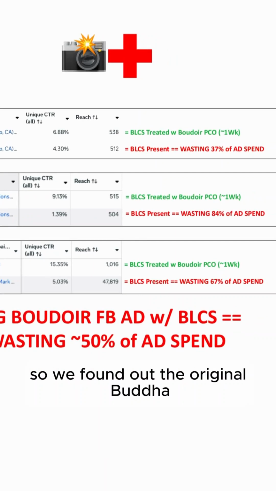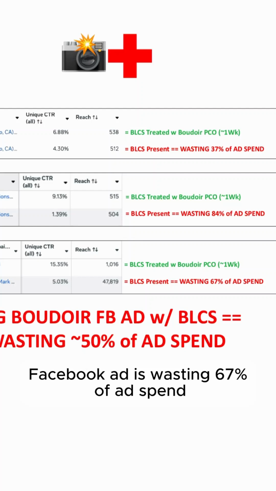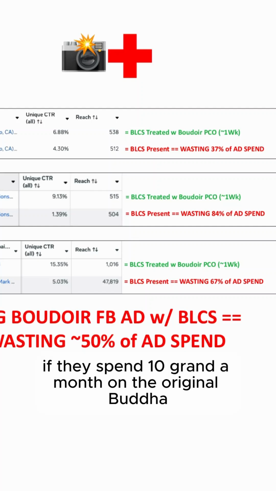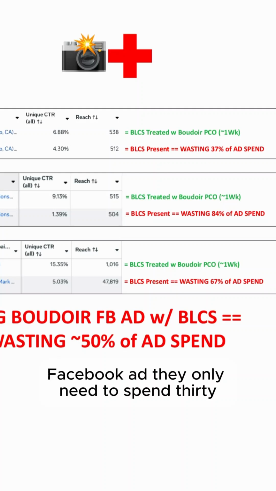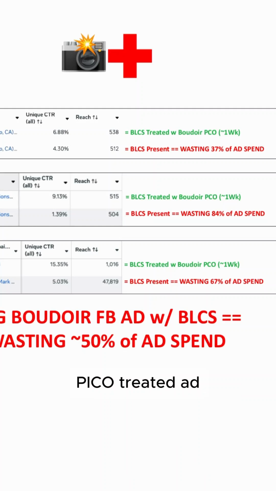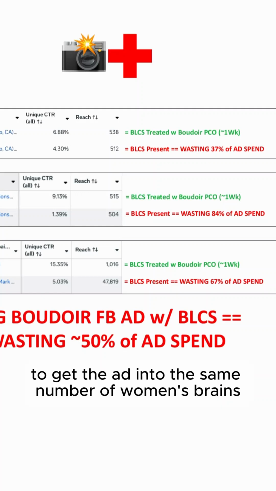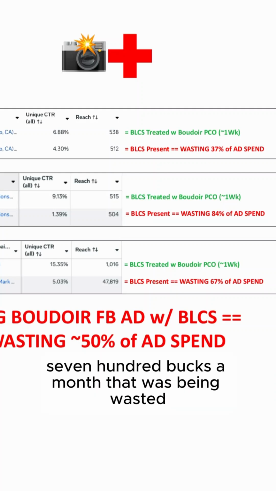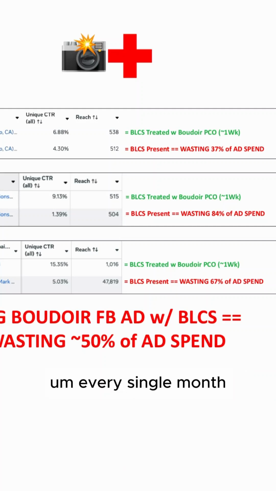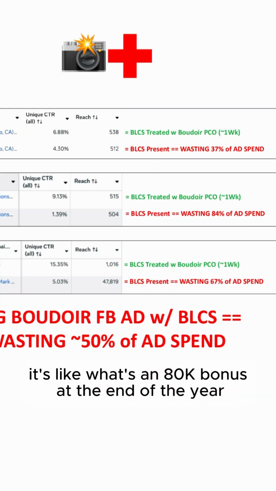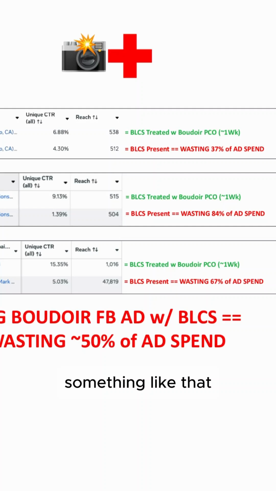So we found out the original Boudoir Facebook ad was wasting 67% of ad spend. That means that they're spending 10 grand a month on the original Boudoir Facebook ad. They only need to spend $3,300 a month on the Boudoir Pico treated ad to get their ad into the same number of women's brains in both scenarios. So it's $6,700 a month that was being wasted. Now it's back in his pocket every single month. He doesn't have to spend that money anymore. And it's like, what's an 80K bonus at the end of the year, something like that.